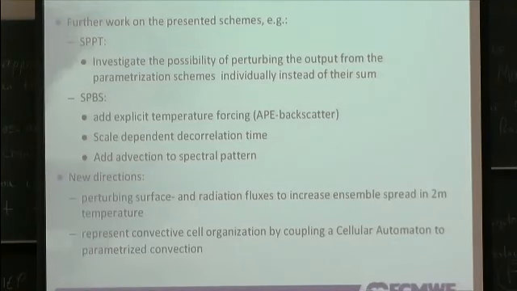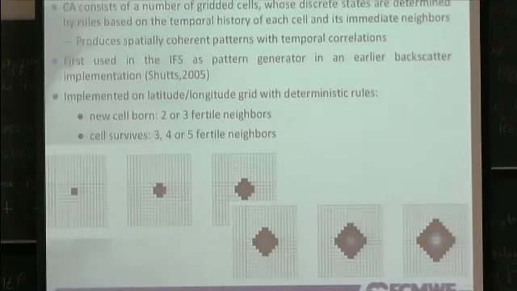And I did some work on that, and I will show you in the following. Well, I don't know if you're all familiar with the cellular automaton, but the idea is to have some discrete rules which determine the next step in the CA. And I have an example for the rules which are here. So if you have 2 or 3 neighbors, then a new cell is born, and a cell survives if there are 3, 4, or 5 neighbors. And if you start off from this block of 4 cells, then you get an evolution which looks like that. And actually in the first implementation of the backscatter scheme, there was a pattern used which was based on a CA.